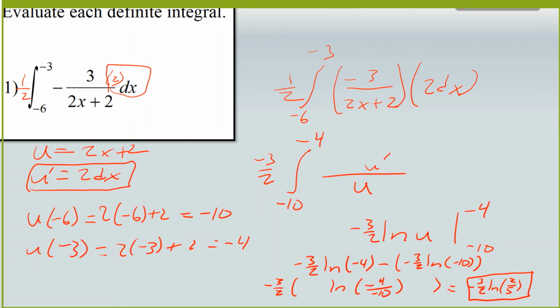Okay, that last part was a little bit tricky. I'm going to do that last step one more time. What I did was I factored out that negative 3 over 2 from both sides. That allowed this first part to be positive now, and this second part will still be negative. So that's ln negative 4 minus ln 10, and then with my properties of logarithms, if I'm subtracting with the same base, I can divide. Okay, then I simplified to get my final answer.